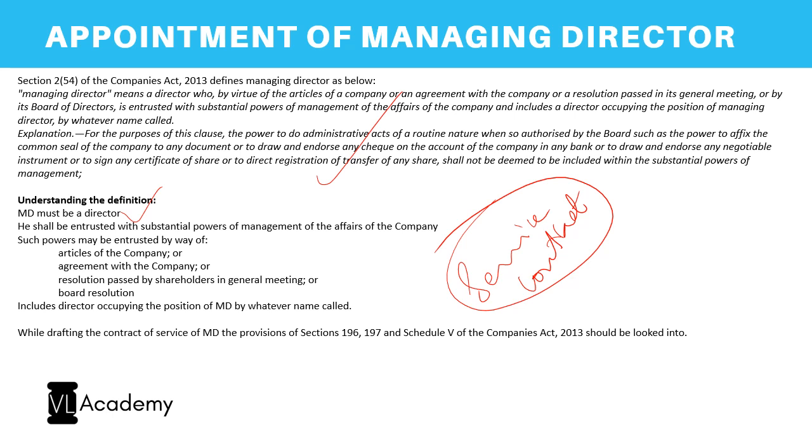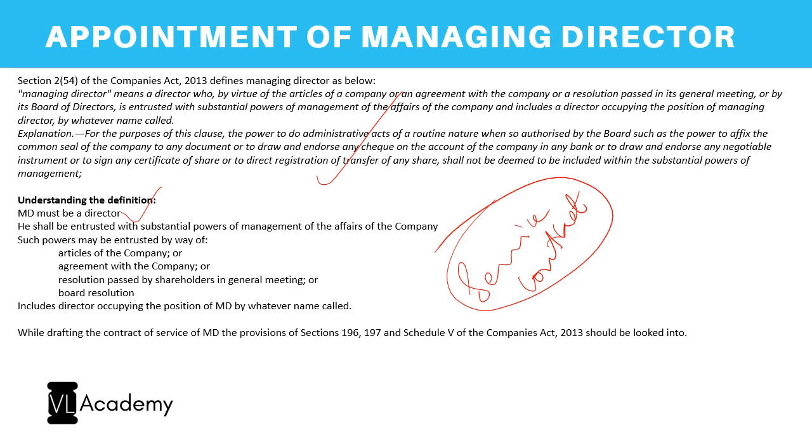So your contract should mention the fact that he is a director, that he has been appointed as a director either by shareholders resolution or by a board of directors resolution. Make a mention of it. Also try to annex that resolution to the contract, right?